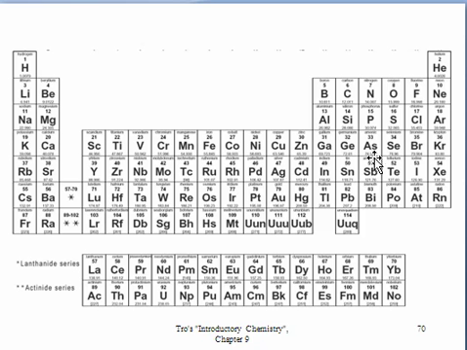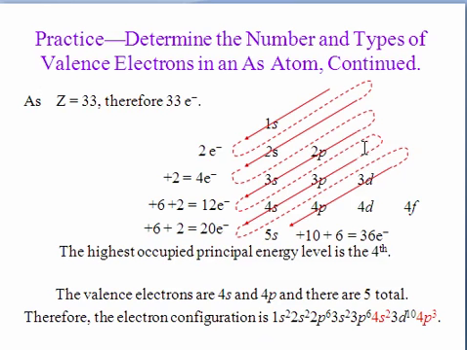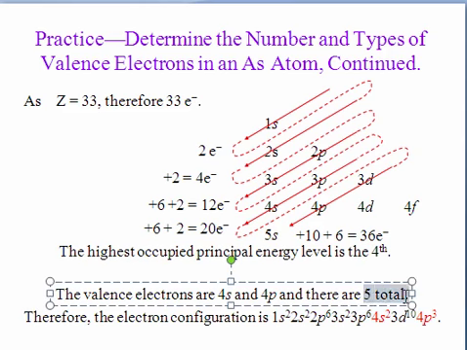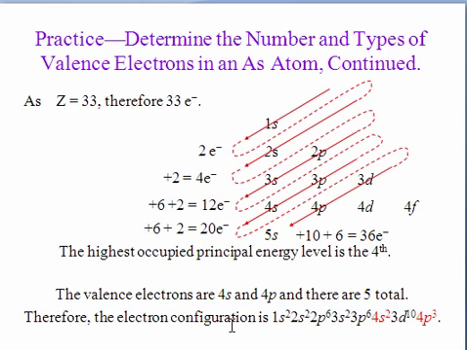So here's arsenic on the periodic table, and it has atomic number 33, so therefore it has 33 electrons. You can either use the periodic table or the little diagram to help you figure out its electron configuration. Whichever method you choose, this should be your final electron configuration. You'll notice that the highest energy level in it is the 4th. There are 2 electrons in the 4s subshell and 3 electrons in the 4p. Therefore, there are a total of 5 valence electrons. And I guess what it meant by type is that they're in the s and the p subshell.